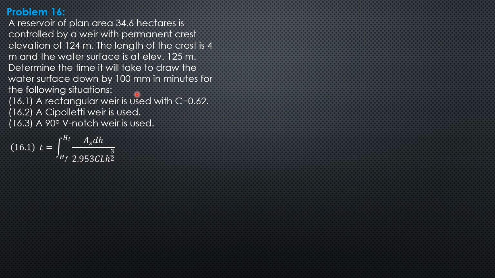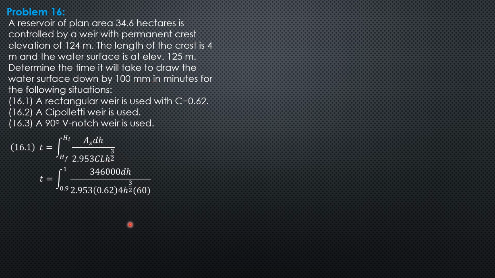The limits: the initial head is 1, and if the water surface is lowered by 0.1 meter, the final head should be 0.9. Area S is constant at 34.6 times 10,000 square meters per hectare, so that would be 346,000. So time is integral from 0.9 to 1 of 346,000 dh over 2.953 times 0.62 times 4 h to the 3 halves, and this 60 here is introduced to convert the time to minutes because the requirement is time must be in minutes.